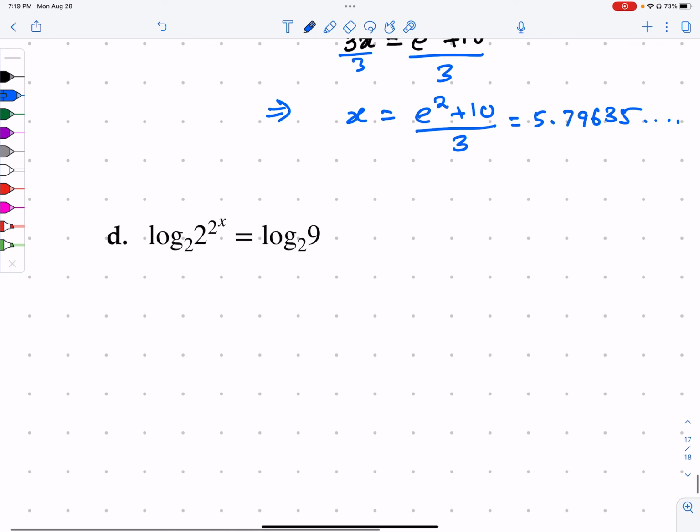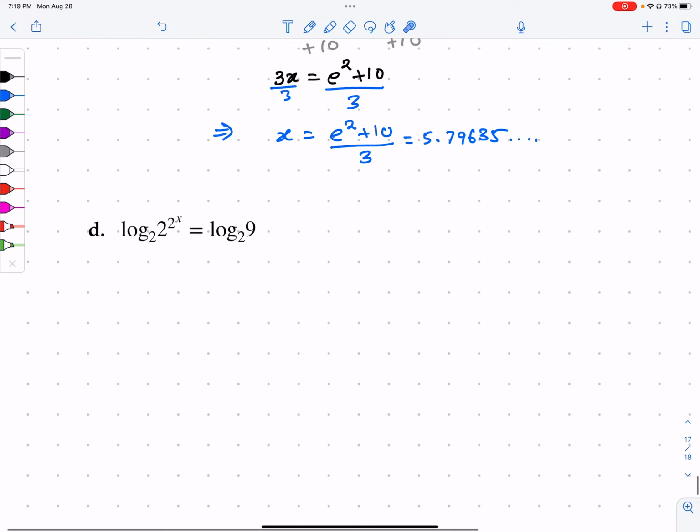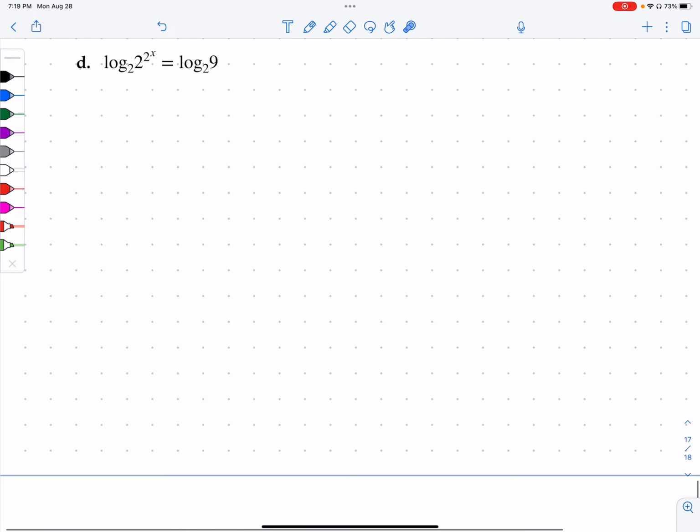I'll let you do this particular problem. Here you have to use the exponential function in an iterative way, and I'll let you figure out the answer for this. All right, I will stop it right here.